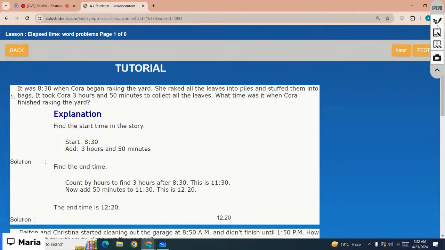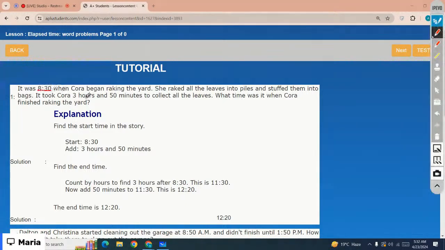You have to calculate the time when she finished. You are given the start time, that is 8:30. How long did she work? 3 hours and 50 minutes, right? From 8:30, 9, 10, 11, that would be 11 hours and 30 minutes. Now add 50 minutes as 30 and 20. First add 30 minutes, that would be 12. And you have 20 more minutes, so that is 12:20. The correct option is 12:20. That means she ended at 12:20, right?